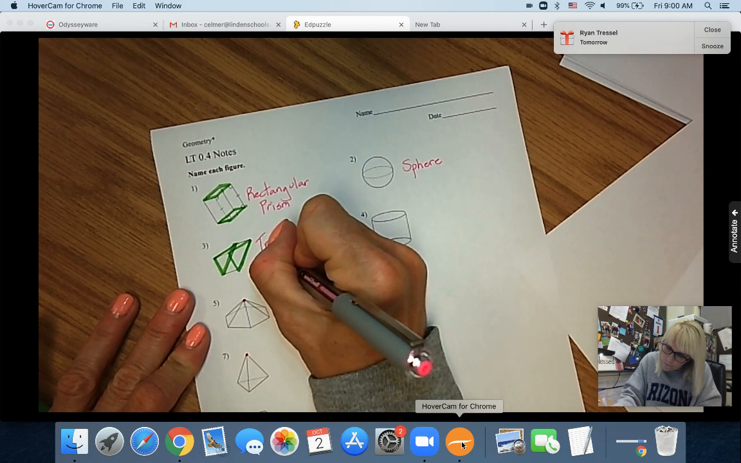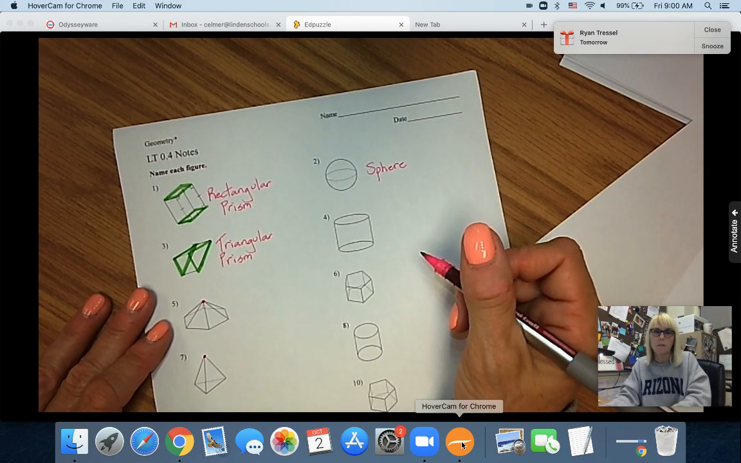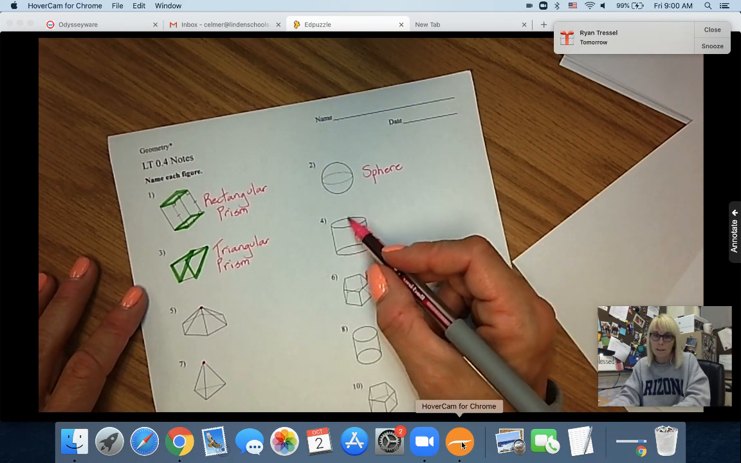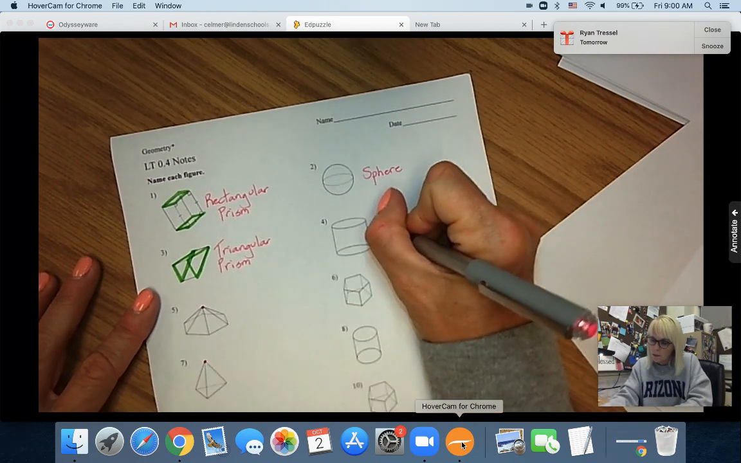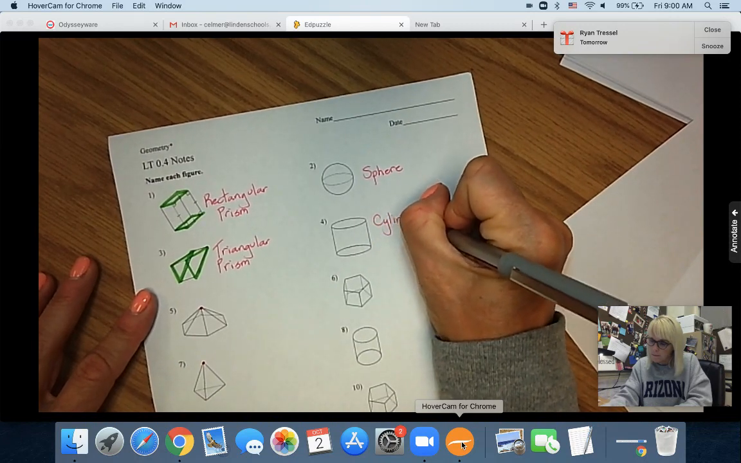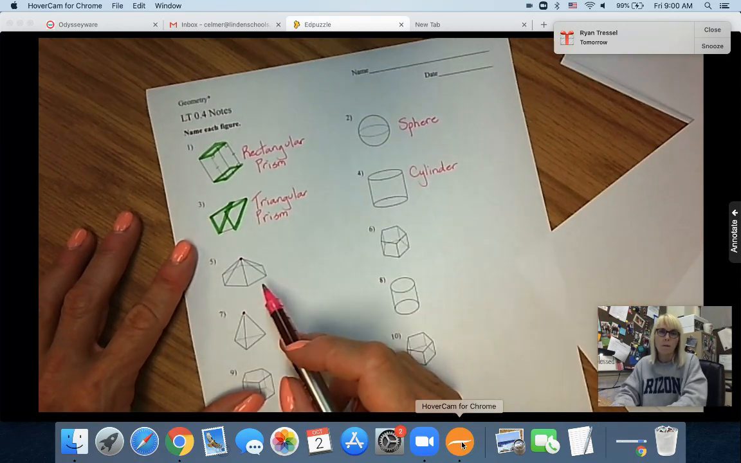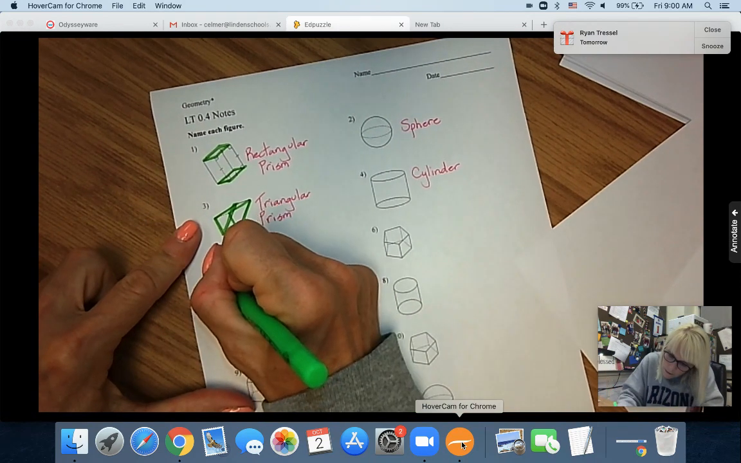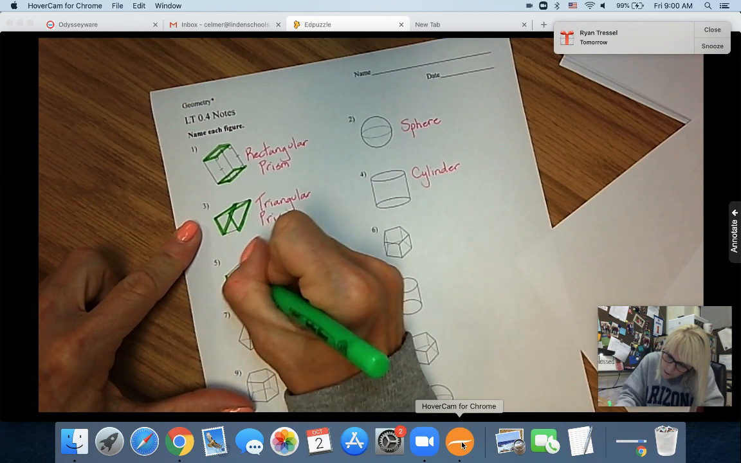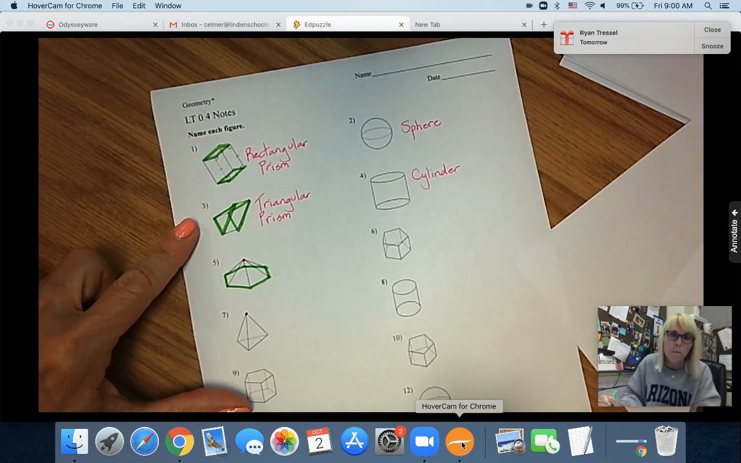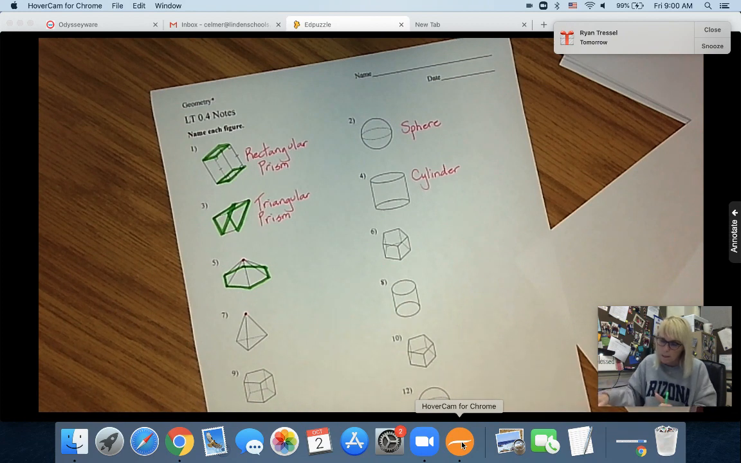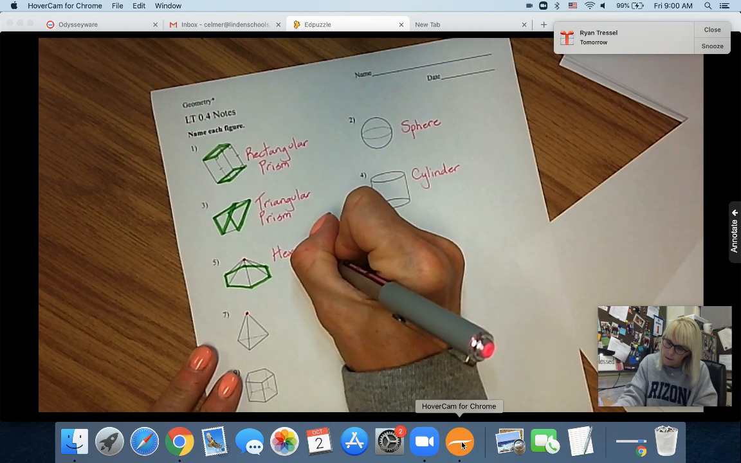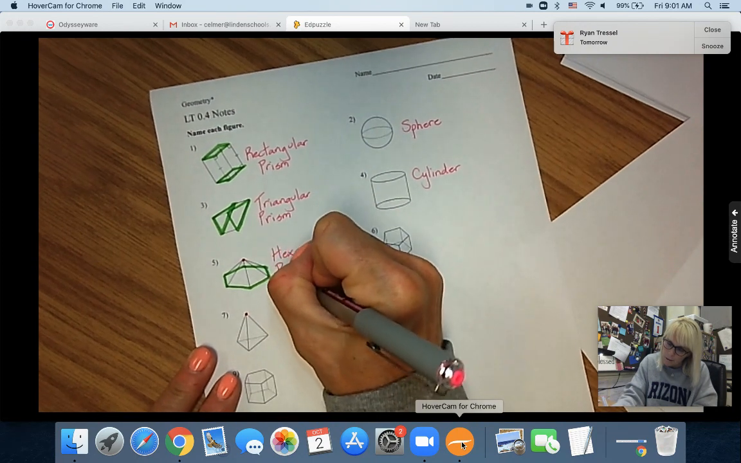All right, number 4 is a non-polyhedron, right? Because it has rounded sides, or faces, I mean, which means they are not polygons. So this one is called a cylinder. Number 5, we already said was a pyramid. A pyramid has one base. So you just have to figure out what the name of the base is and put it in front of the word pyramid. Well, the base has 6 sides, which makes it a hexagon. So this is a hexagonal pyramid.